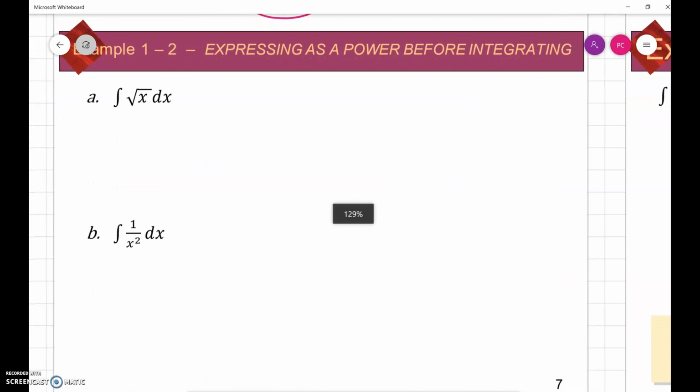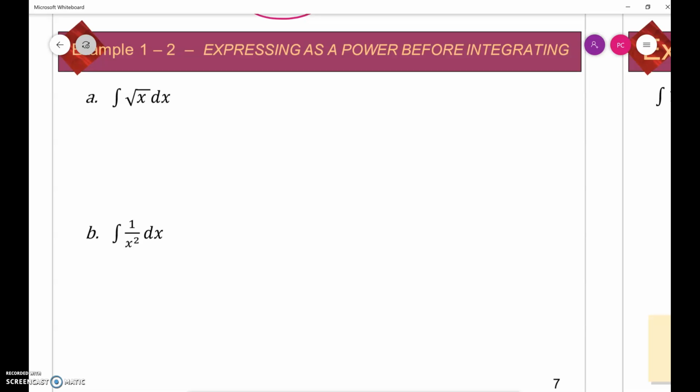All right, so expressing as a power before integrating. That power rule is the easiest rule to use when we're integrating. So if we can simplify our function down to something raised to a power first, it makes the entire process easier. So on A, I've got the integral of the square root of x dx. I'm going to rewrite that problem so that I have the integral of x to the 1/2 dx. And by giving it an expression to a power, it makes it easier to integrate.